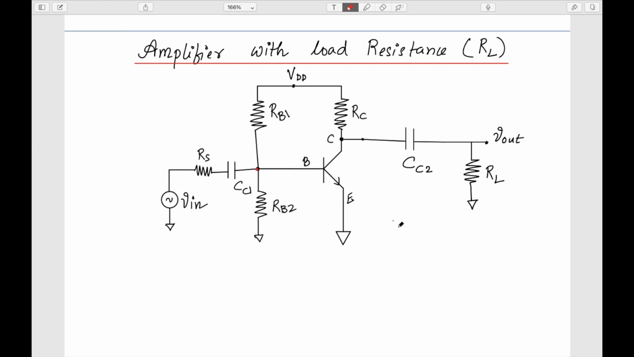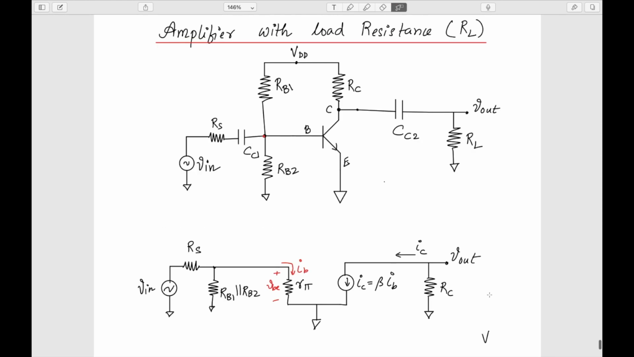Now let's try to draw the small signal circuit of this and try to estimate the gain. From our previous discussion, this is the small signal model of the amplifier when RL is not present. Now when the RL is present, we have put this capacitor, and for AC wise, this is like a short, right? So for a small signal analysis, this RL will come here, and if you observe the relation between RL and RC, both of them are in parallel. The small signal analysis remains almost the same because I'm not changing anything in the input side, and not changing anything here either.